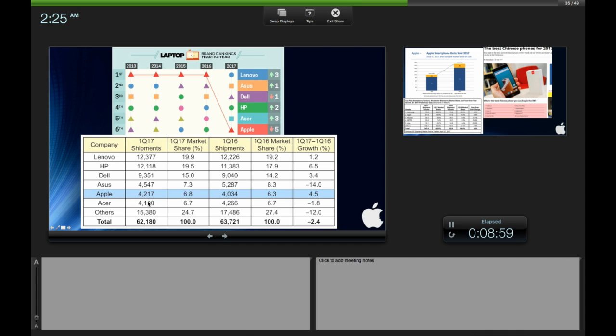Acer was on top because there were more units shipped or sold in the first quarter of 2017. Okay, and this is in millions, by the way. There are 4 million shipments for Acer. For the market share, she can say that Apple has a 6.8 market share in the first quarter of 2017, and based on the difference in growth between 2017 and 2016, you can say that it has a 4.5 market share increase, right?